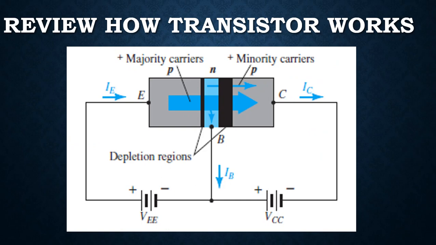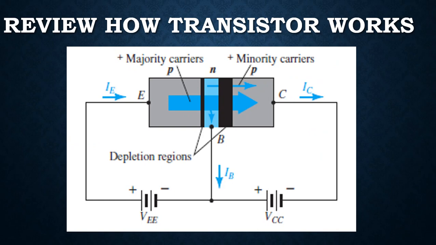Ibig sabihin, sa emitter to base region, the majority carrier flows, and from base region to collector region, the minority carrier flows. Kaya magko-conduct at magsi-switch on ang ating transistor.